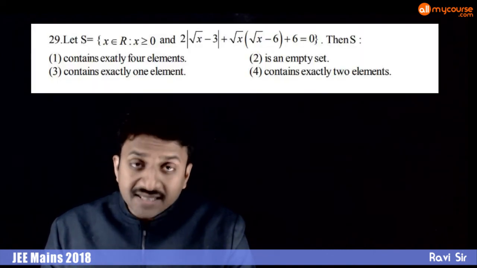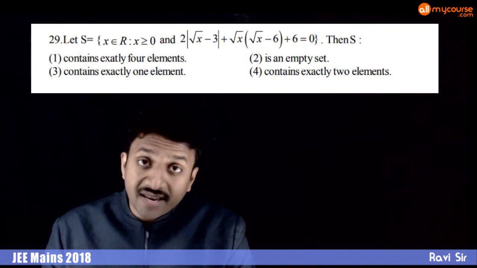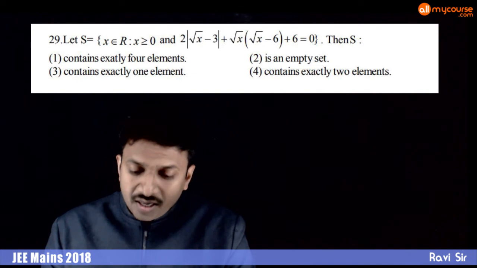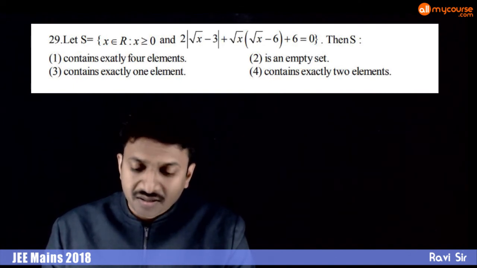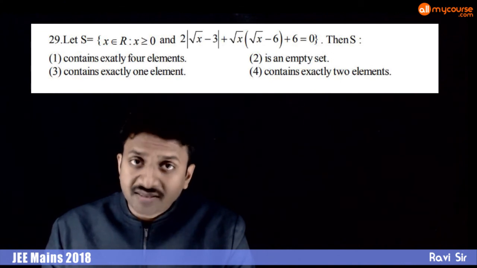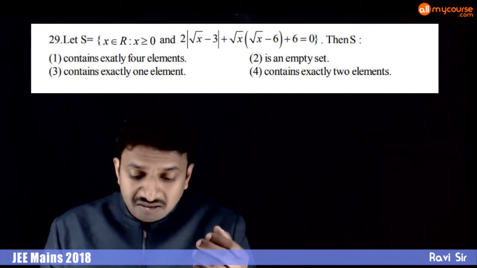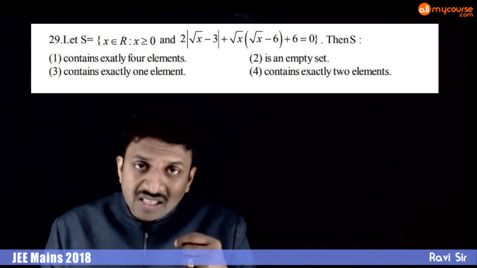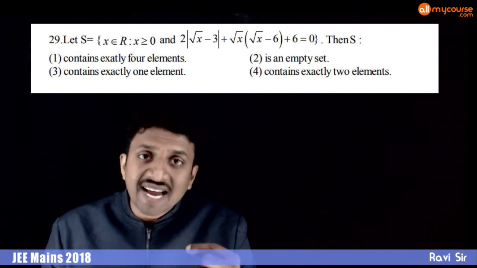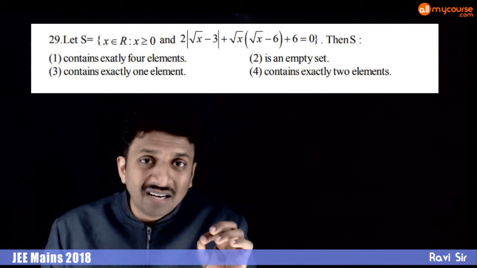The next question, the 29th question. S is equal to the set of x belongs to R such that x is greater than or equal to 0 and 2|√x − 3| + √x(√x − 6) + 6 = 0. Then S contains how many elements is the question. If you solve this, you see that S contains exactly 2 elements.